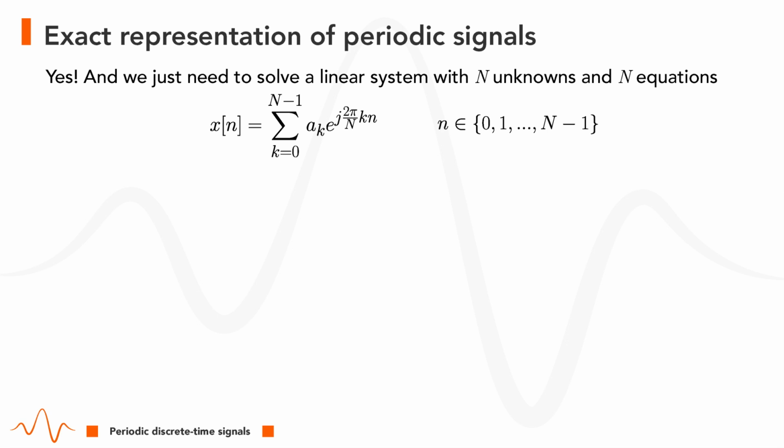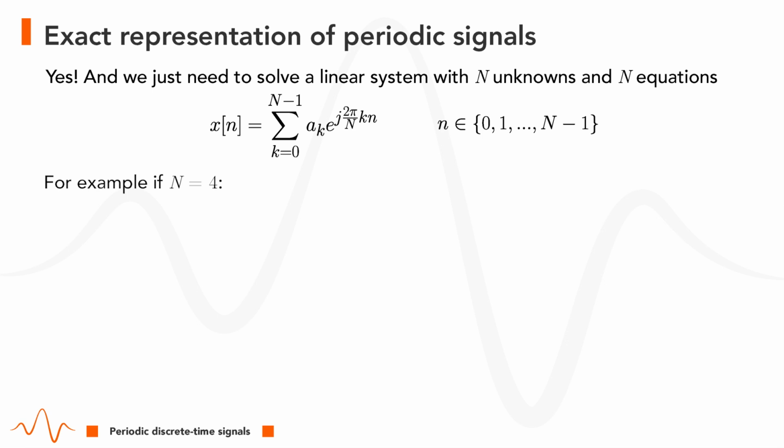Note that x of n is known and given, and once we replace n by 0 or 1 or 2, also the complex exponentials on the right-hand side of these equations are given. The only unknowns are then the ak's, where k goes from 0 until capital N minus 1. If we can indeed get capital N equations from this method, we can then obtain these capital N unknowns. Let us illustrate this for an example where capital N equals 4.